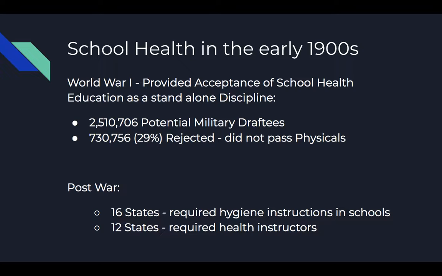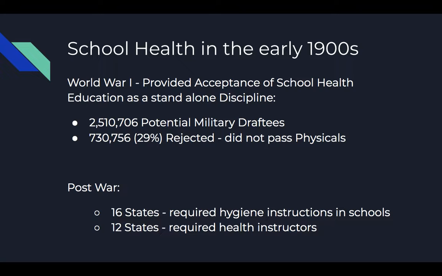1900 to 1930s school health. Health education from 1900 to 1920 was generally characterized by inconsistency and awkward progress. World War I provided the momentum and enthusiasm for widespread acceptance of school health education as a discipline.